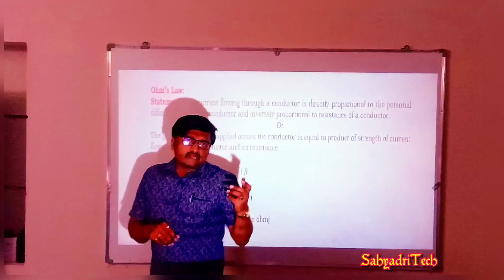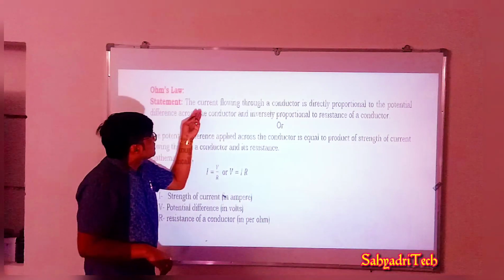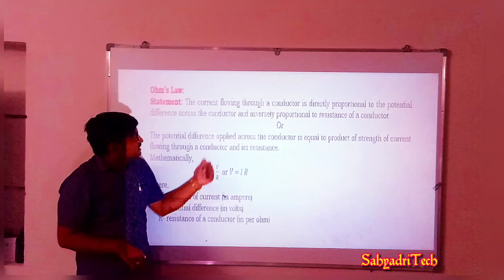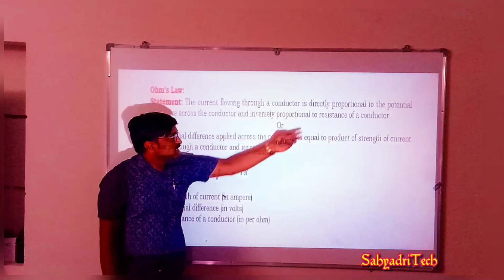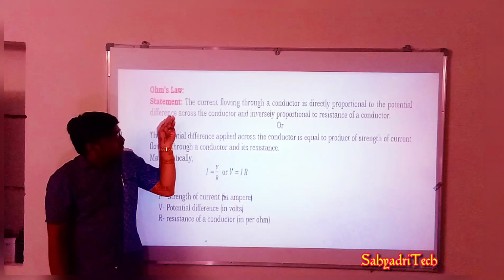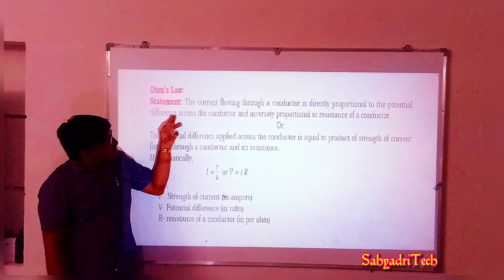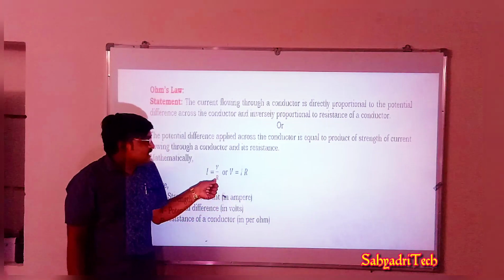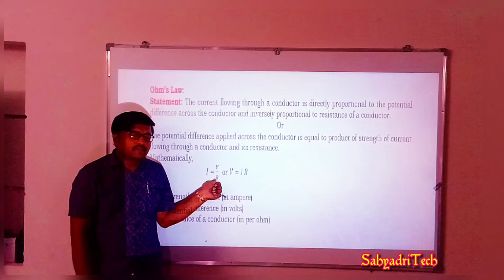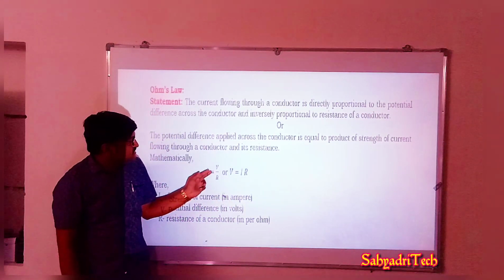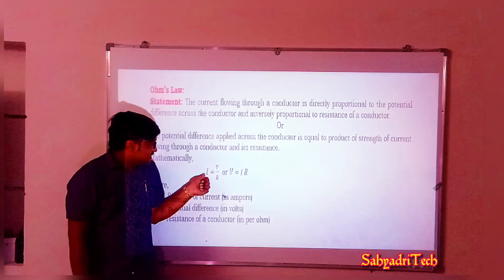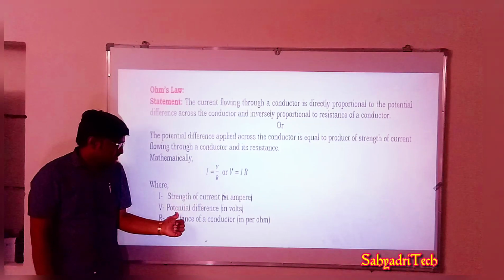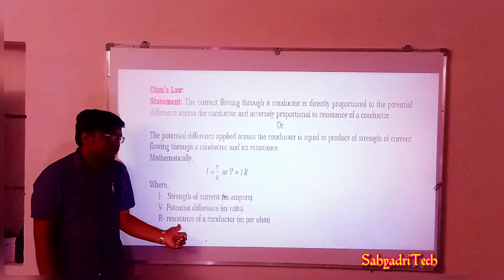Well, what that law says, the statement is: the current flowing through a conductor, that is I, is directly proportional to the potential difference across the conductor and inversely proportional to the resistance offered by the conductor. So mathematically, I is equal to V by R. Here I is strength of current, V is potential difference, and R is resistance of a conductor.